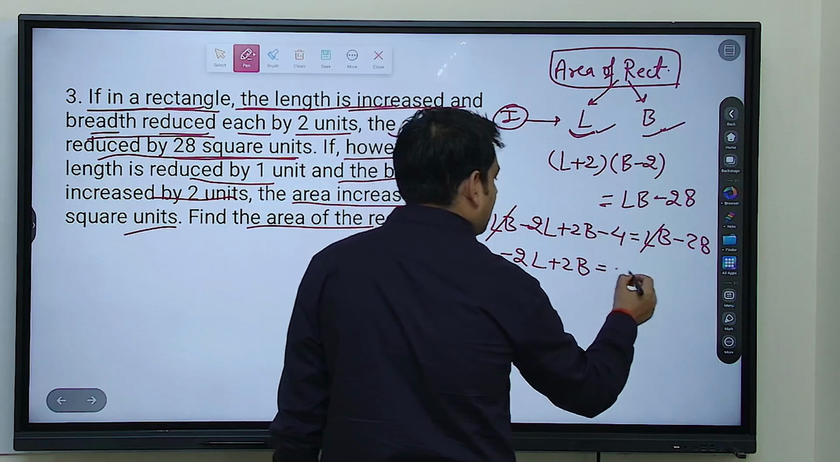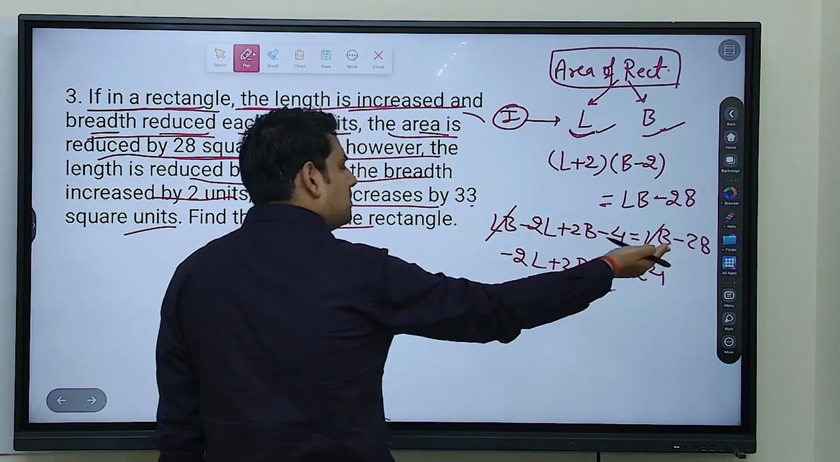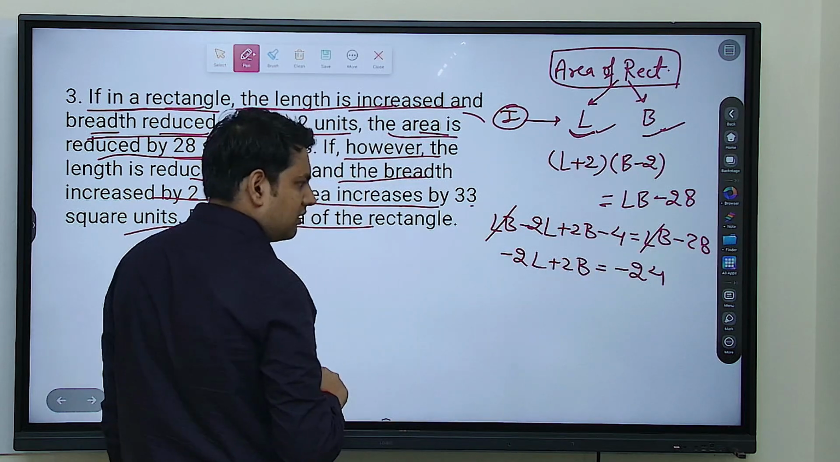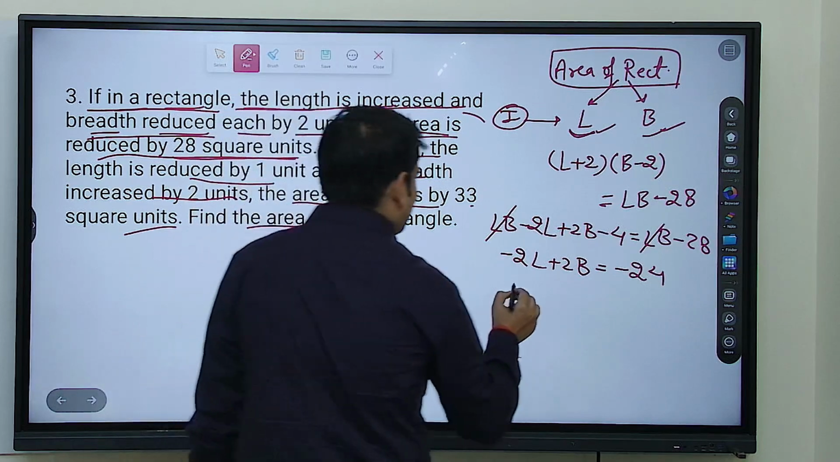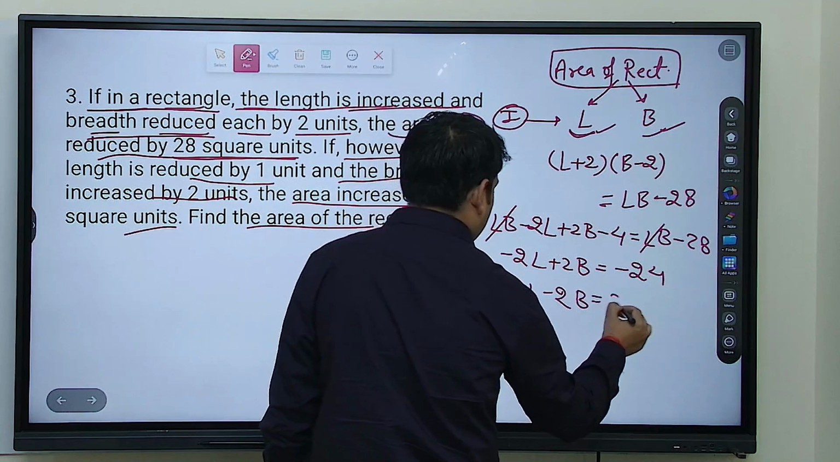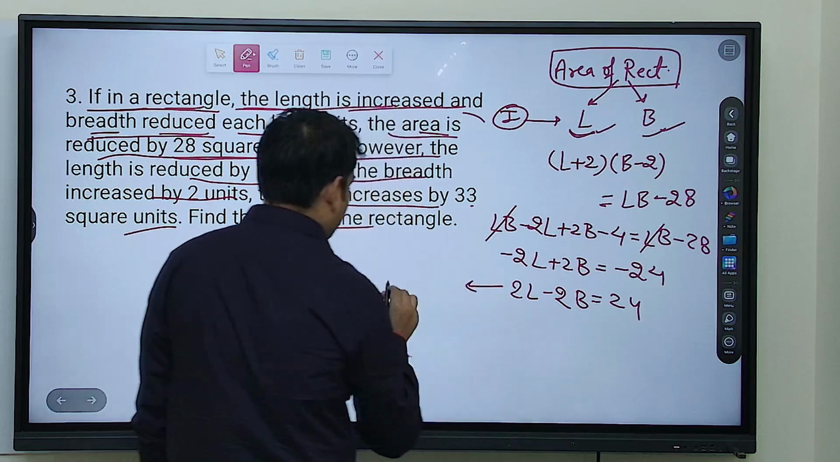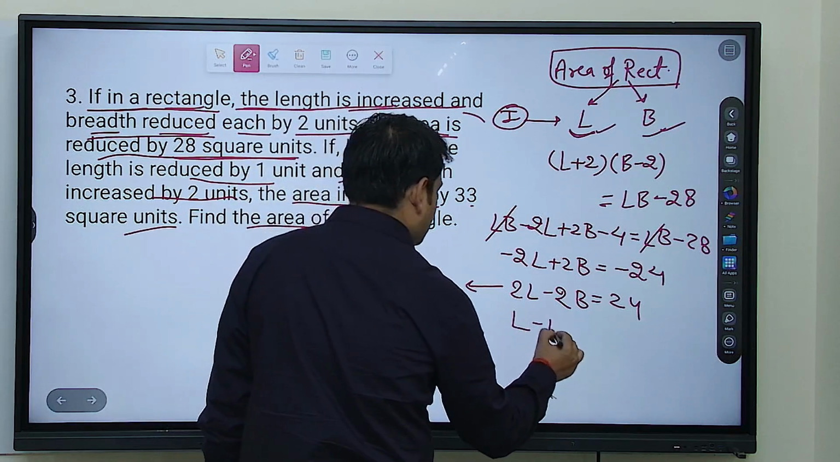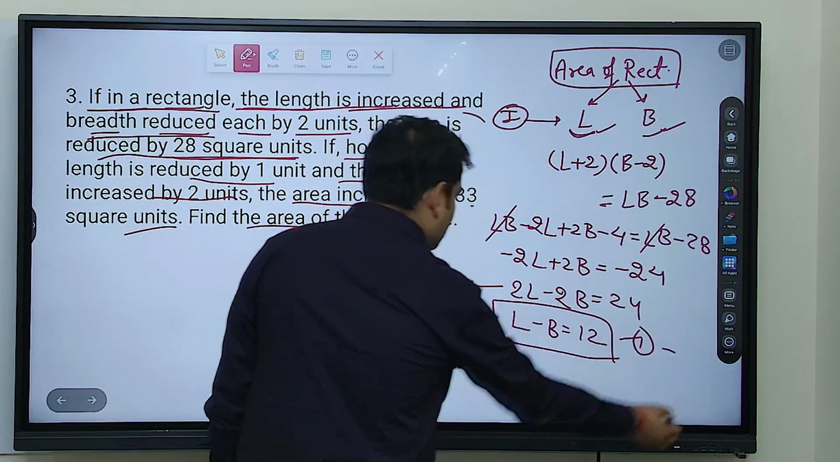You will send that to the other side, and what you will get is minus 24. Now you can multiply this whole equation by minus 1. Correct? We can multiply any equation by a fixed number throughout. So you get 2L minus 2B is equal to 24. You can divide the whole equation by 2 also. So eventually you will get L minus B is equal to 12. This becomes your first equation.